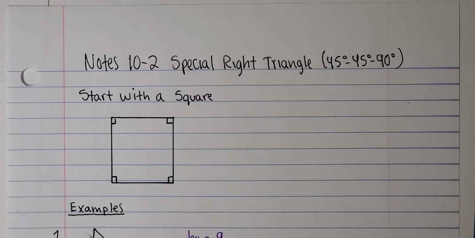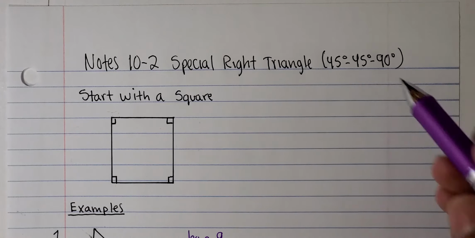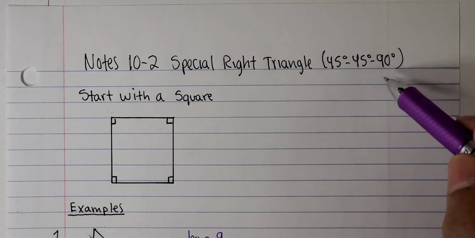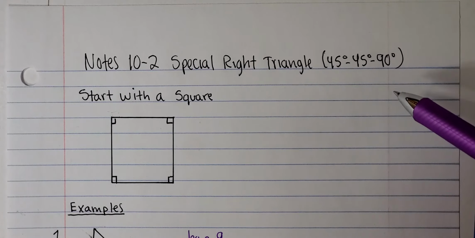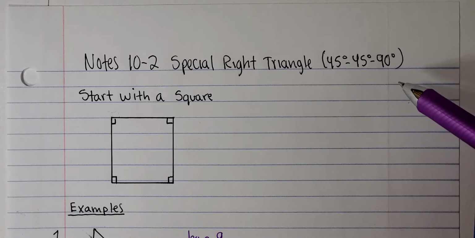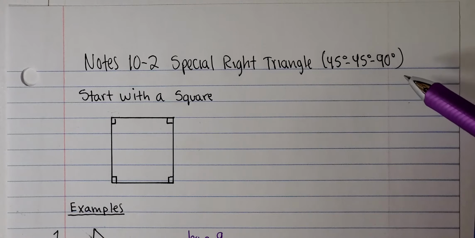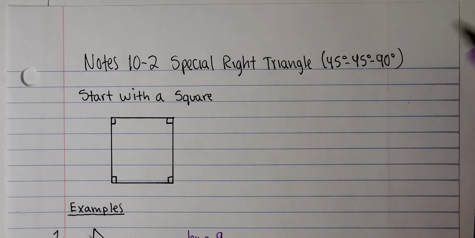This is Mr. Rosia, and in this lesson you are going to be introduced to special right triangles. So today we'll be discussing 45, 45, 90 in this video, and then in the following video you'll learn about 30, 60, 90 special right triangles. Okay, so let's start with a square here.